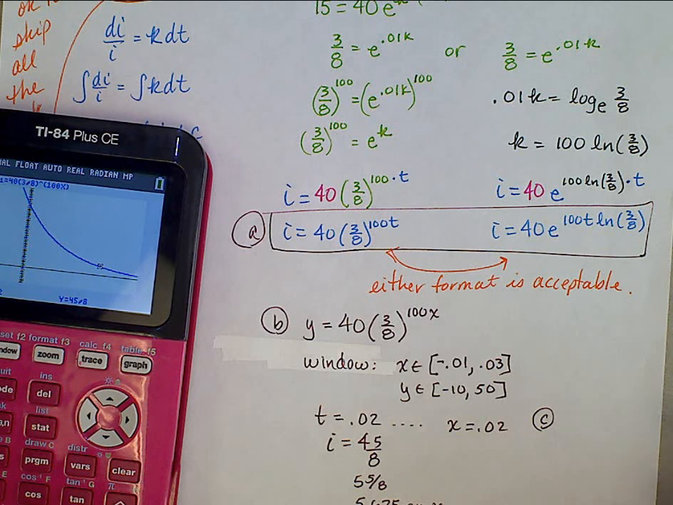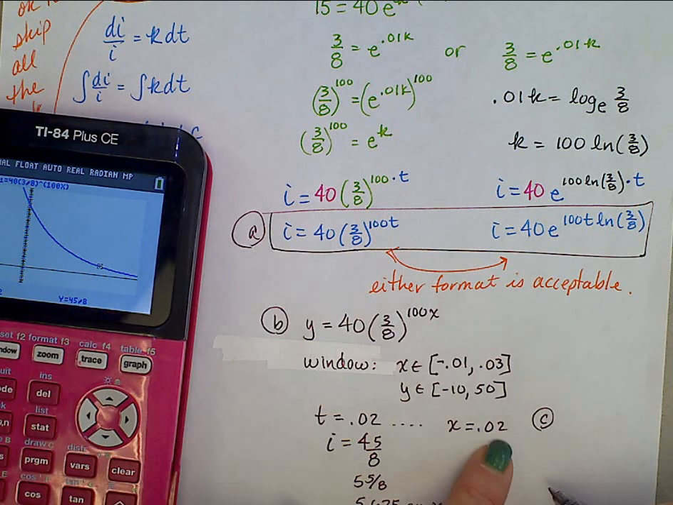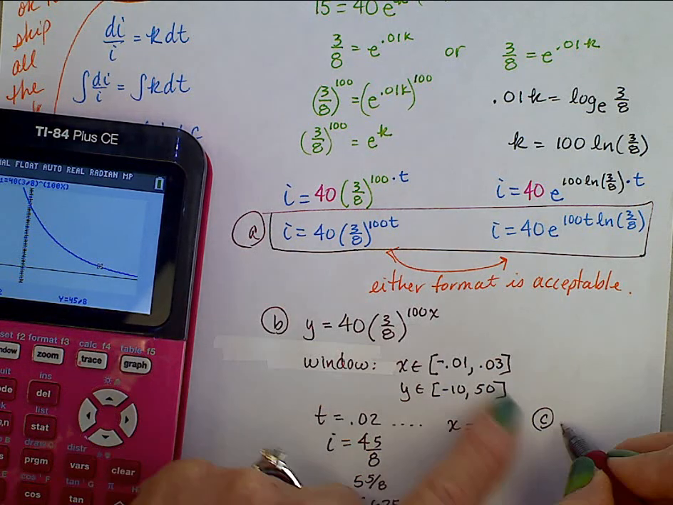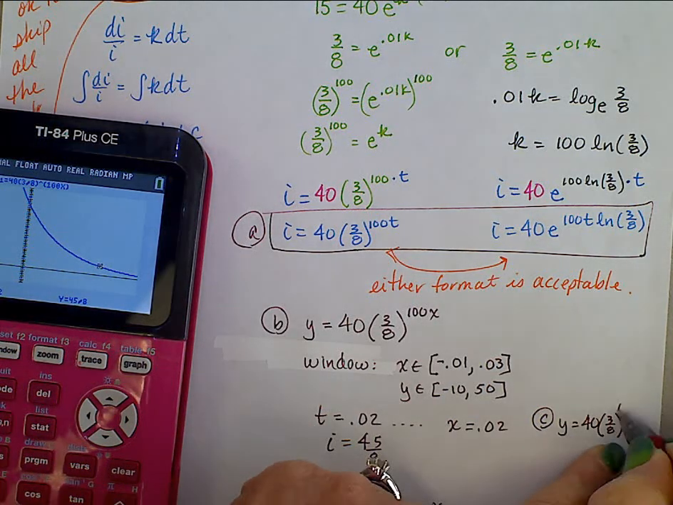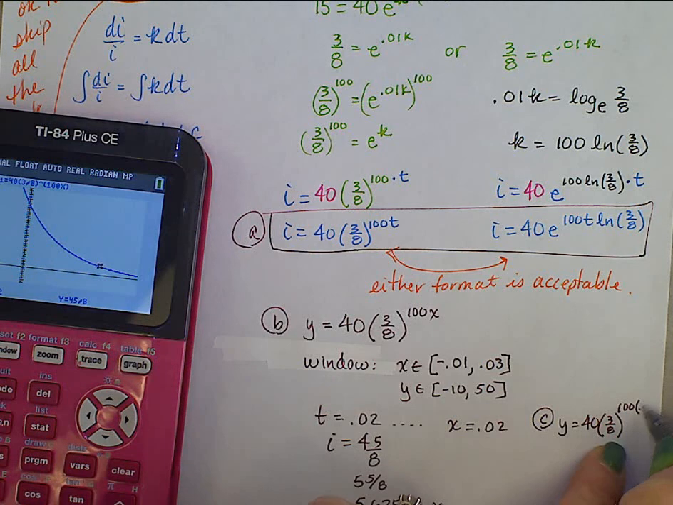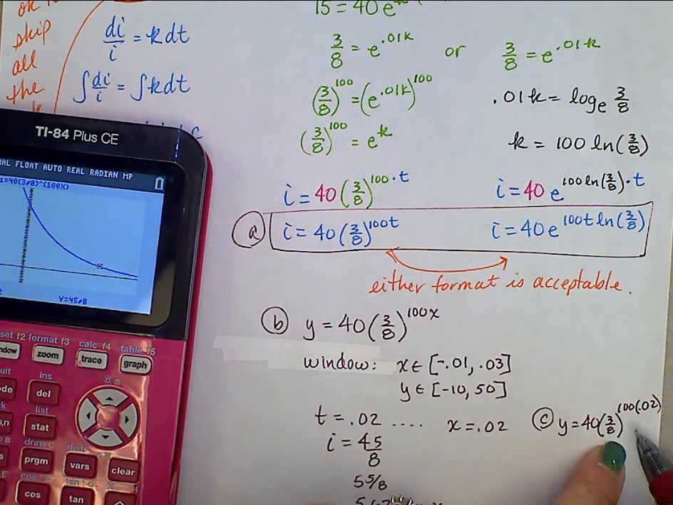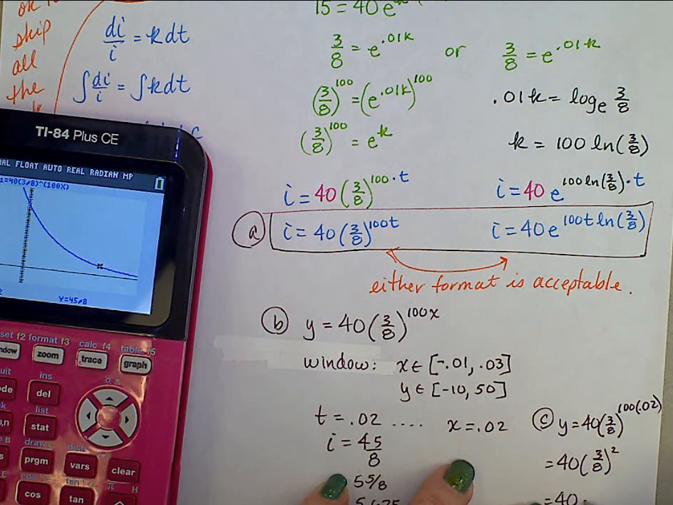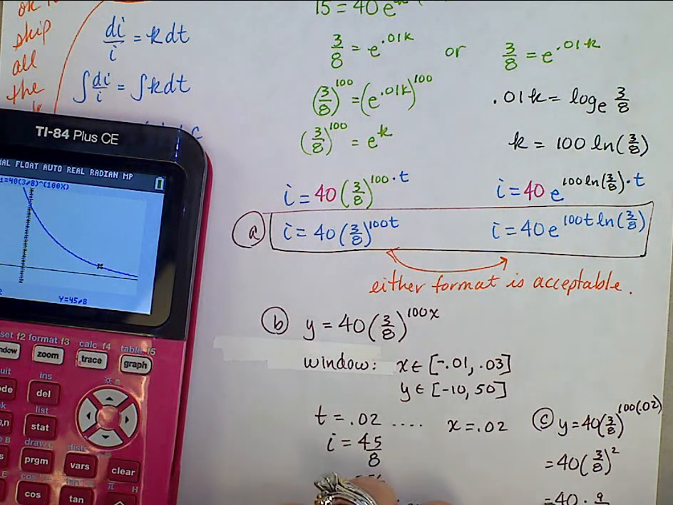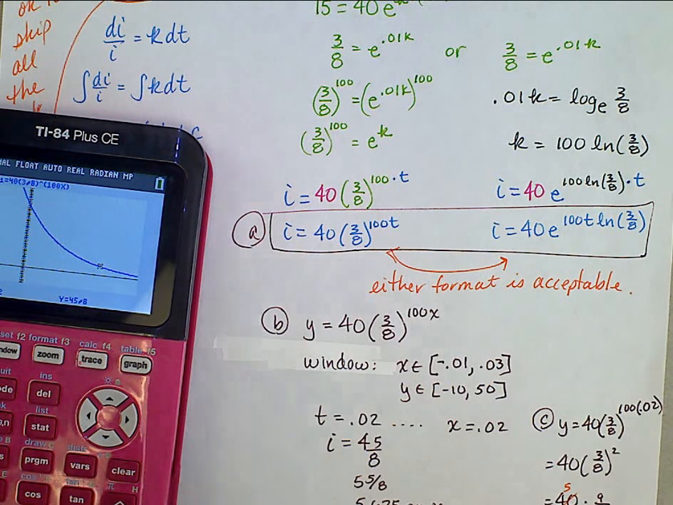Part C, confirm your estimate analytically. We're just plugging in 0.02 for time into our equation, so we get y is 40 times 3/8 to the 100 times 0.02. 100 times 0.02 is 2, so it's 3/8 squared. That's 40 times 9 over 64. Cancel the 40 and the 64. We can divide out by an 8, which gives us a 5 here and an 8 there. And oh, will you look at that? 45 over 8. Whew!